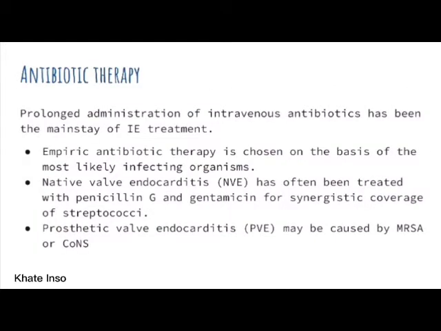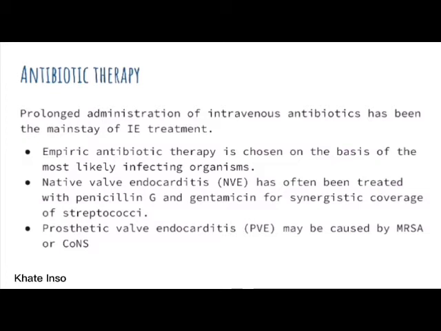So then the other one is antibiotic. So for the antibiotic therapy, as I said lately, prolonged administration of intravenous antibiotics has been the mainstay of infective endocarditis treatment. So there are 3 types of therapy for antibiotic. The first one is empiric antibiotic therapy. It is chosen on the basis of the most likely infecting organism.